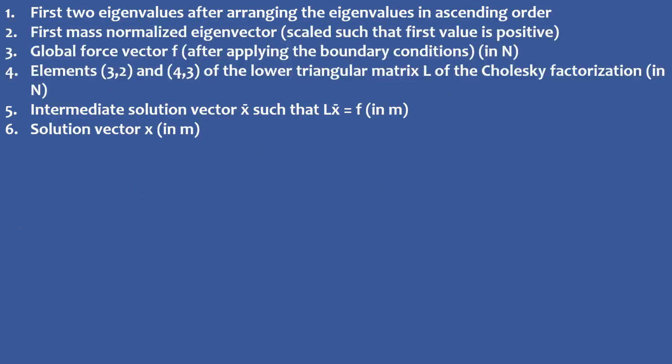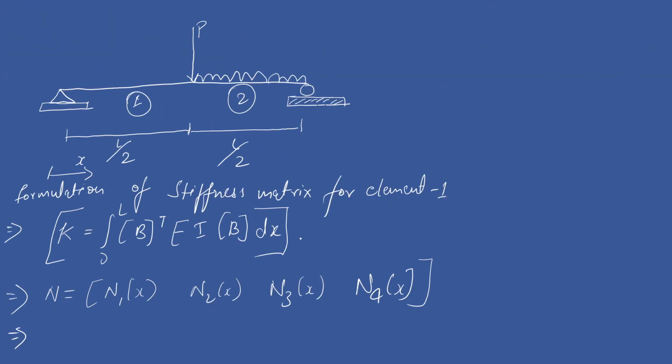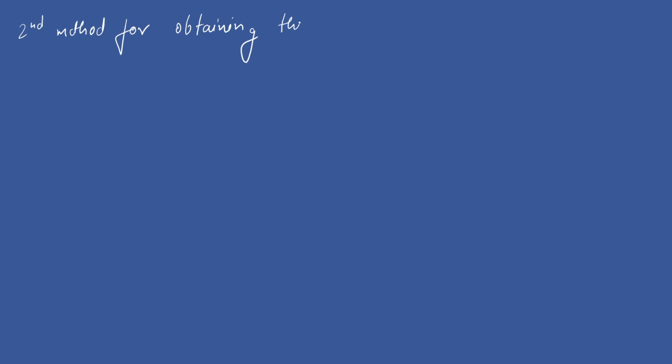Then there is another method. Let's say if you don't remember this particular relation for the stiffness matrix, then you can go with your conventional solid mechanics theory. So I'll be using that. I'll show you that also, the second method for obtaining the stiffness matrix. So what is your second method?